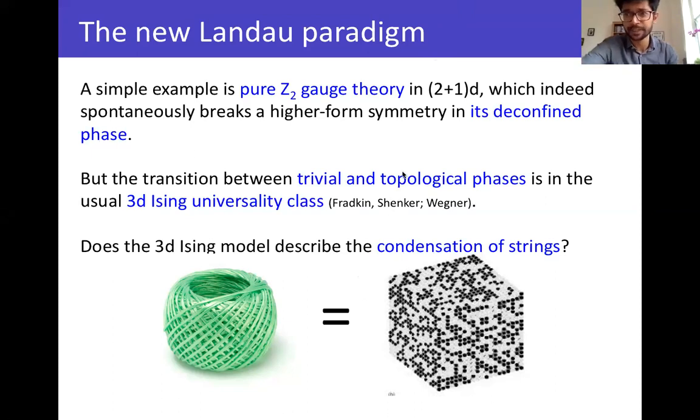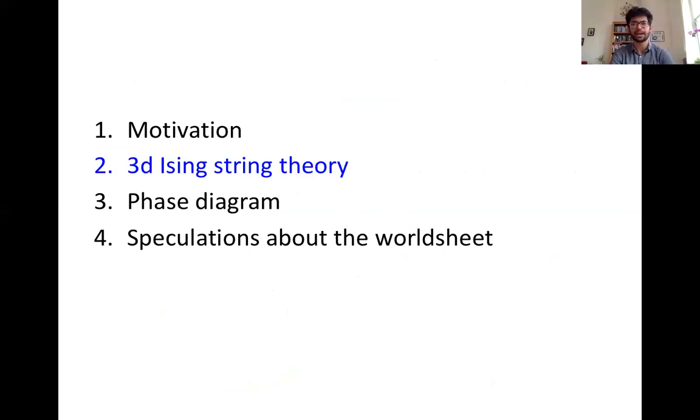Okay, very good. So let me then proceed. This line of reasoning suggests the 3D Ising model describes the condensation of strings. Okay, so now, after that rather lengthy motivation, let me tell you how to think about the 3D Ising model as a string theory.